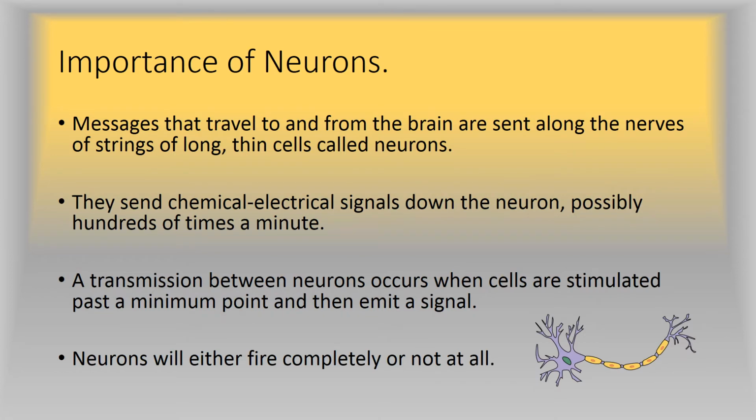So what is the importance of neurons? Messages that travel to and from the brain are sent along the nerves of strings of long, thin cells called neurons. And there's a clip art picture for you down there that gives you an idea what they kind of look like. They send chemical electrical signals down the neuron, possibly hundreds of times a minute.